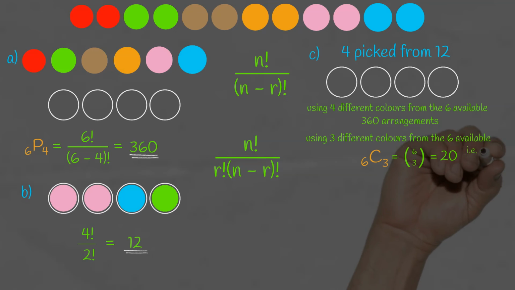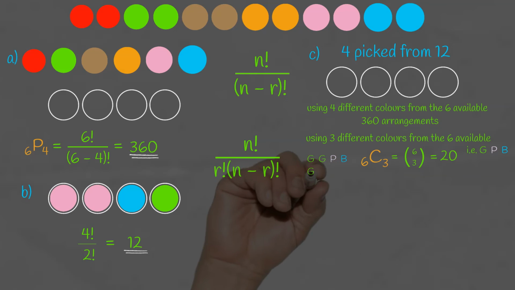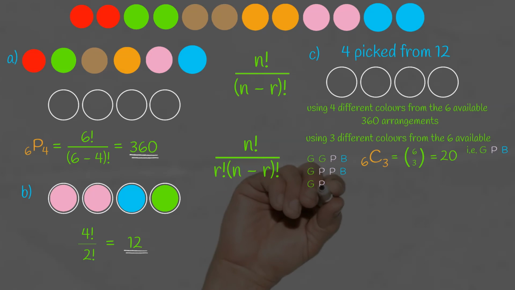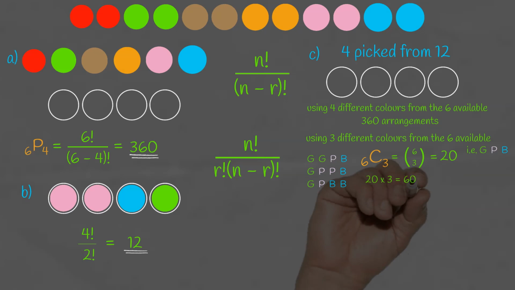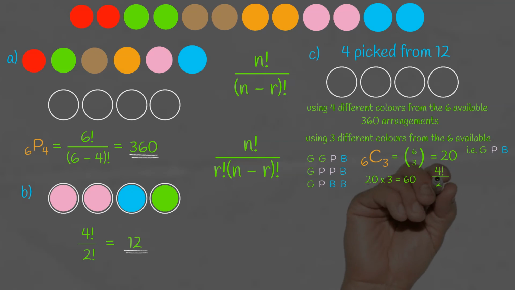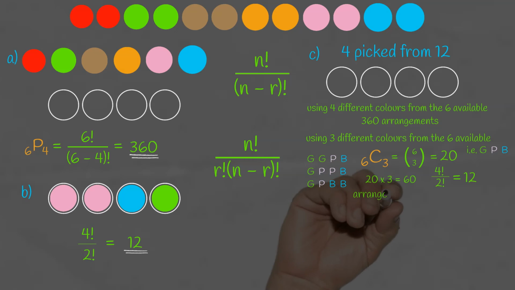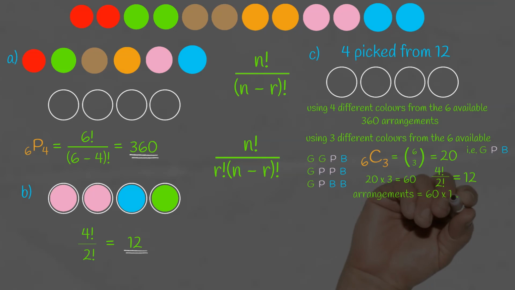However, if we had 3 colours, such as green, pink, blue, we could have 2 greens, a pink, blue, 2 pinks, a green and a blue, or 2 blues, a green and a pink. So we have to times 20 by 3 to give us 60 ways you can choose 3 colours. But then we need to find out in how many ways we can arrange these 4 pegs, which is 4 factorial divided by 2 factorial because 2 of the pegs are the same colour. So that's 12. Therefore, the arrangements is 60 times 12, which is 720.